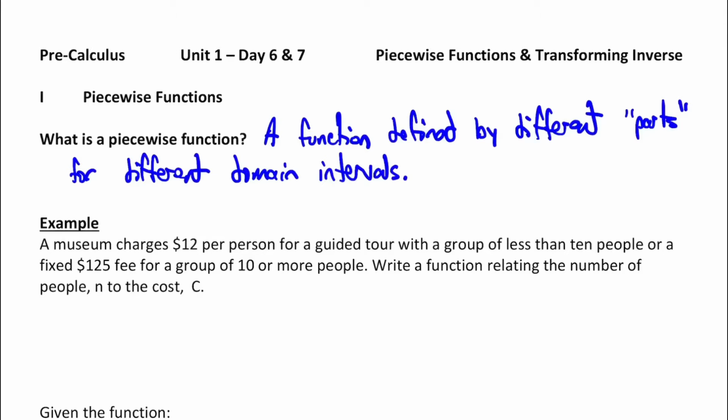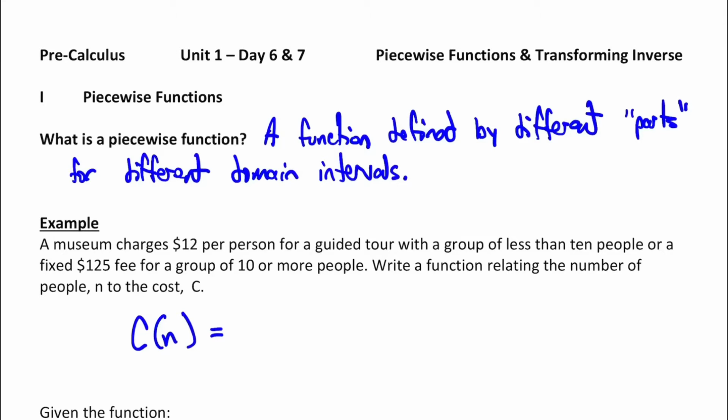A museum charges $12 per person for a guided tour with a group of less than 10 people, or a fixed $125 fee for a group of 10 or more people. Write a function relating the number of people, n, to the cost, c. All right, so they want a function, c of n. The cost per n number of people.